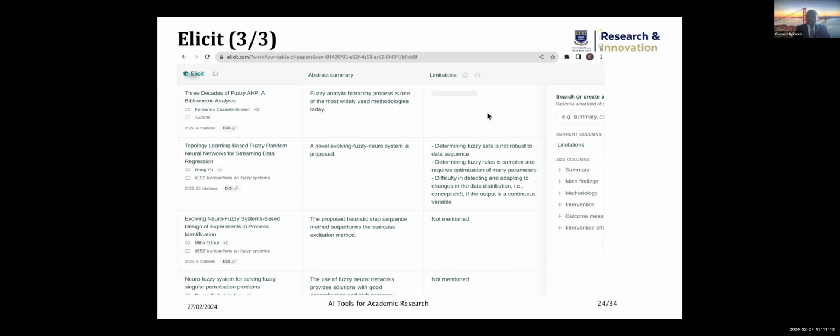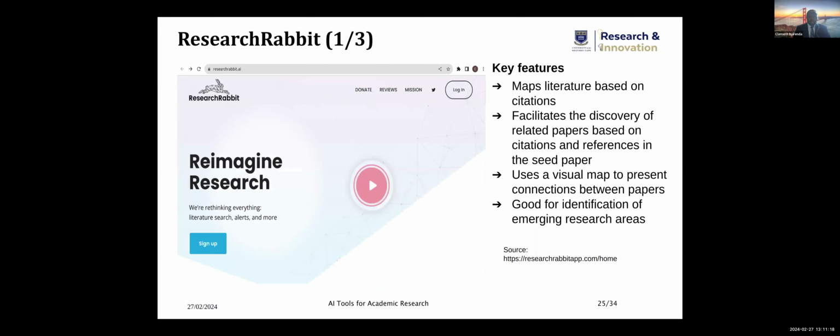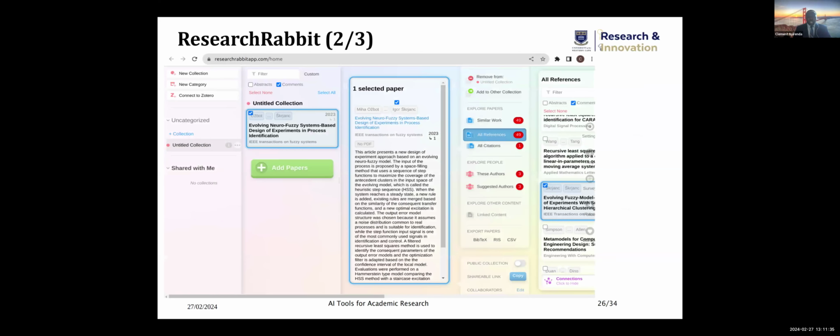So that is Elicit. And the other one is Research Rabbit. So this one will map literature based on citations. So it's a citation mapping tool, so to say. It will create a visual map to represent connections between papers. So you can either put in there the name of a paper or just any topic. So in this case, I had this paper which I uploaded in there, evolving neurophysical systems-based design of experiments and process identification.